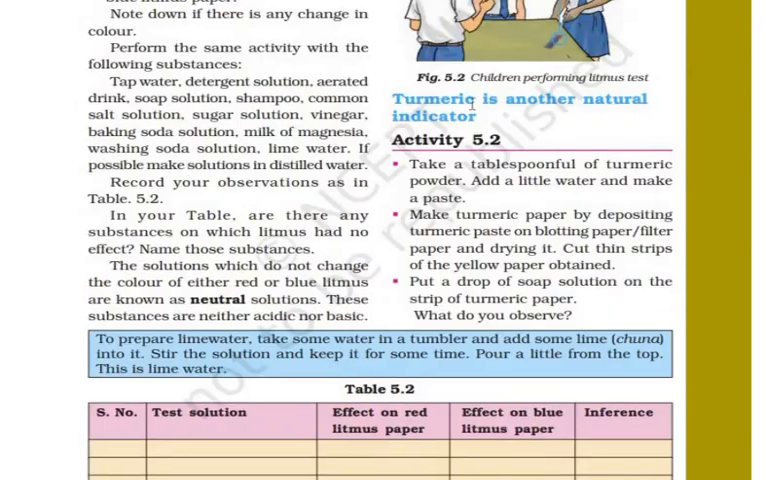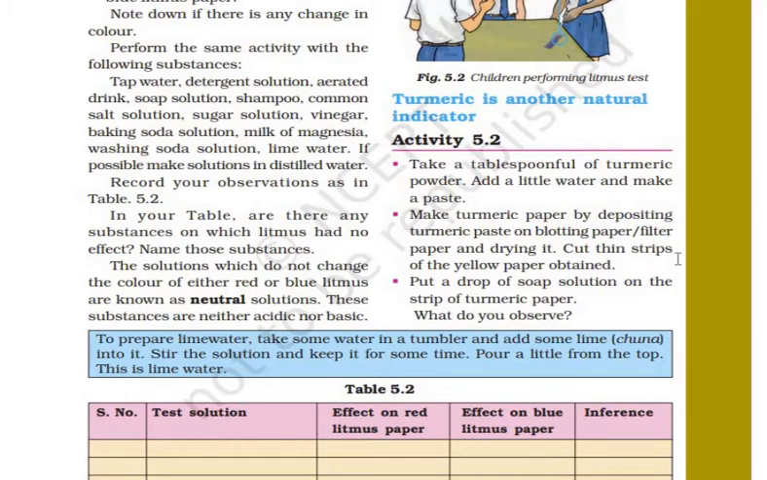Okay, now it is saying turmeric is another natural indicator. So turmeric, that is haldi, is another natural indicator. Take a tablespoon full of turmeric powder and a little water and make it a paste. Make turmeric paper by depositing turmeric paste on blotting paper or filter paper and drying it. So you apply this turmeric paste on blotting paper or filter paper and dry it.